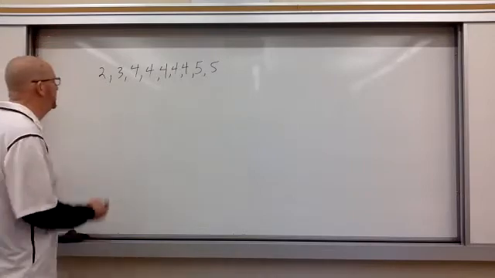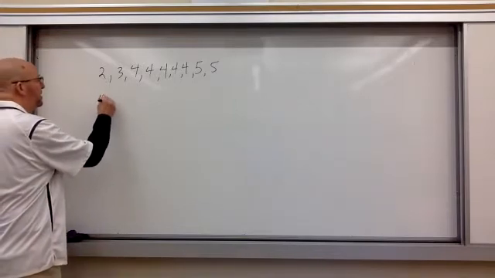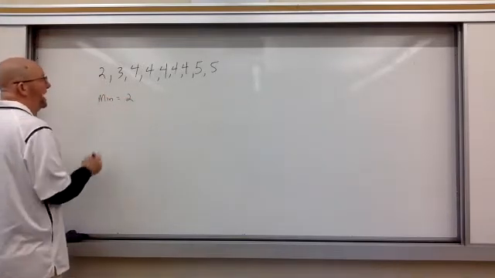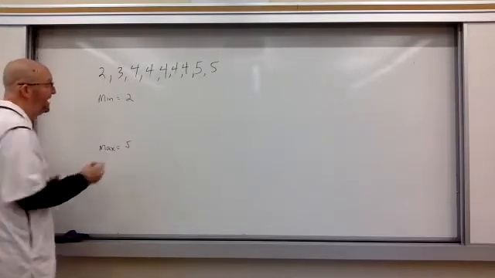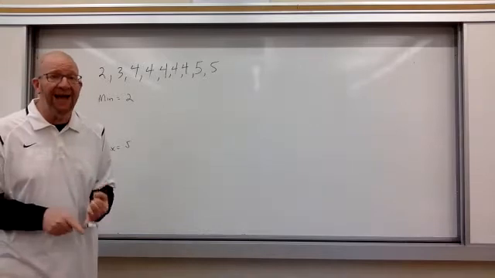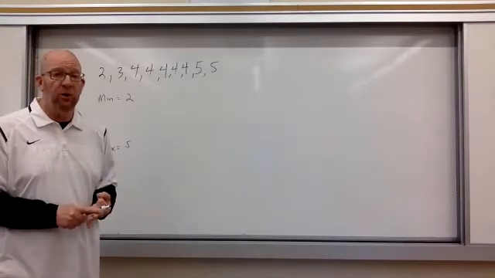So let's go over our minimum value, which is 2, and our maximum value, which is 5. Now, in between, we have the first quartile, the median, and the third quartile.